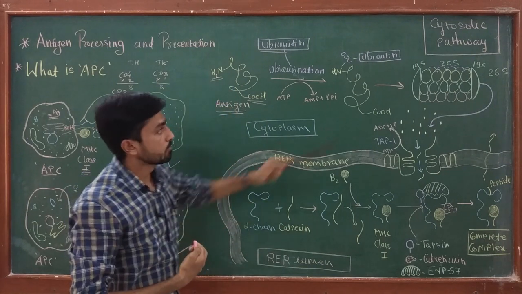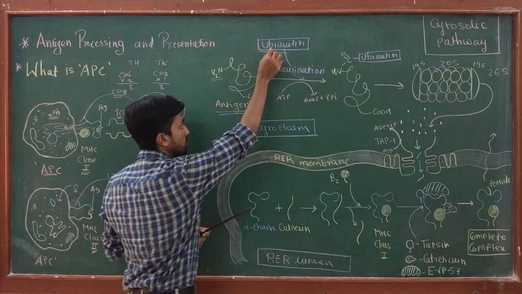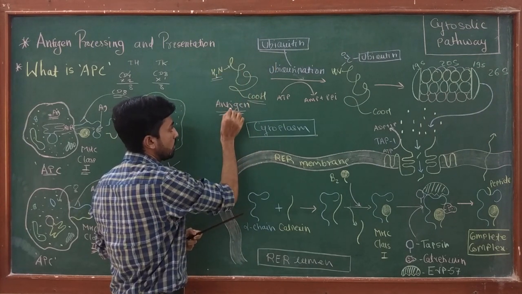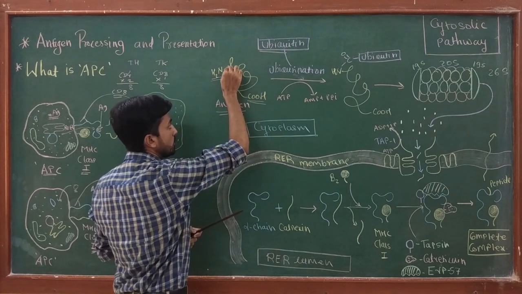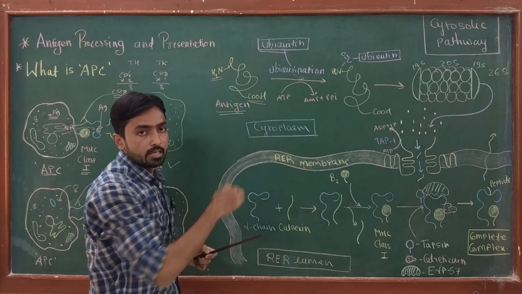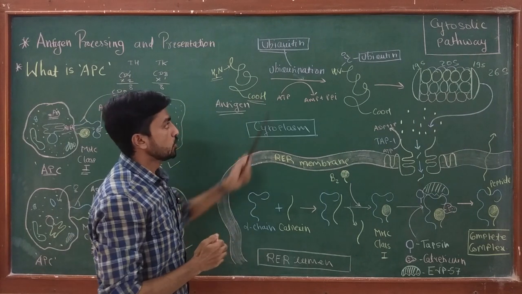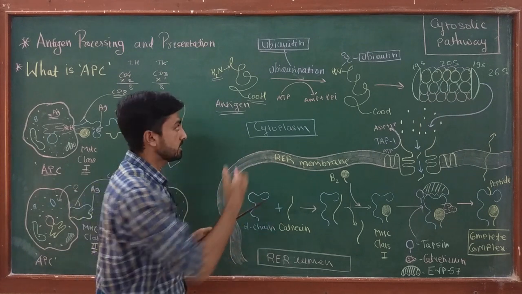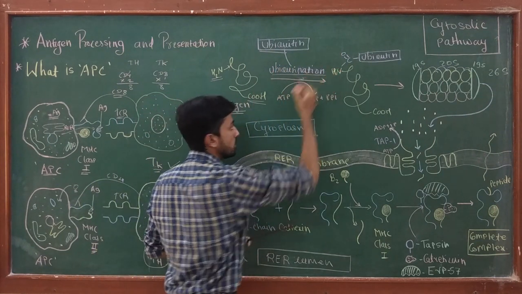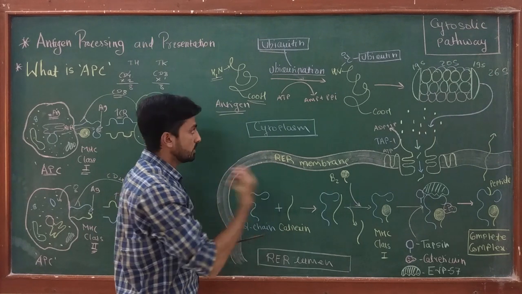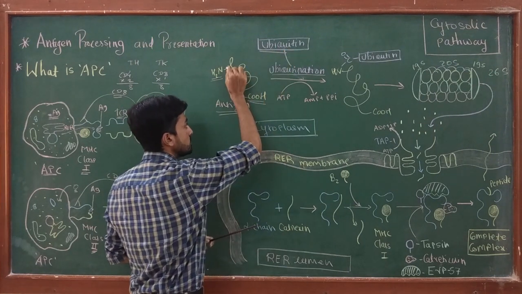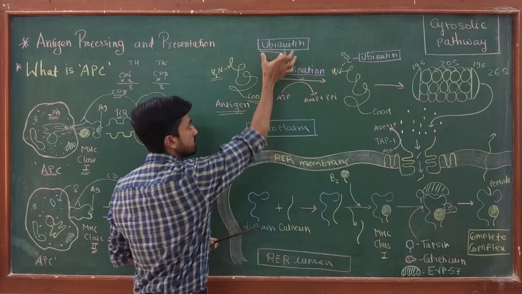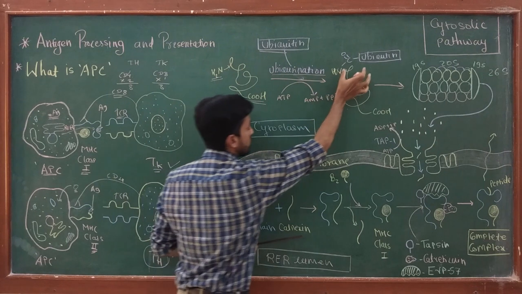In the first step of the cytosolic pathway, a ubiquitin molecule gets attached to the N-terminal site of the antigen, and this attachment of the ubiquitin to the N-terminal lysine molecule is catalyzed by the enzyme ubiquitin synthase or ubiquitin transferase complex. Okay, that means in this reaction ubiquitination occurs, and during this reaction a ubiquitin molecule gets attached to the antigen close to the N terminal.